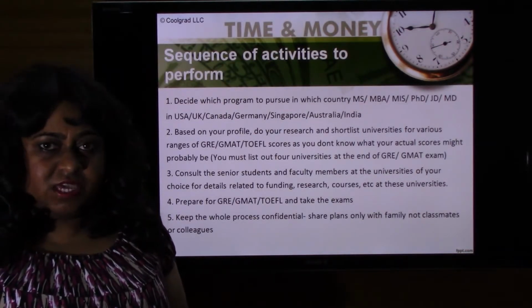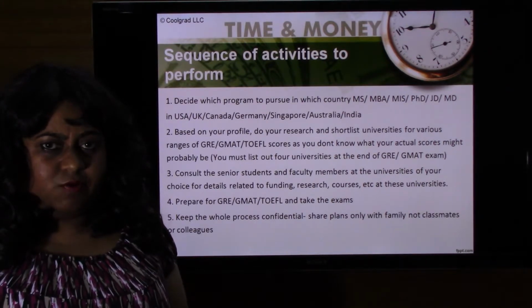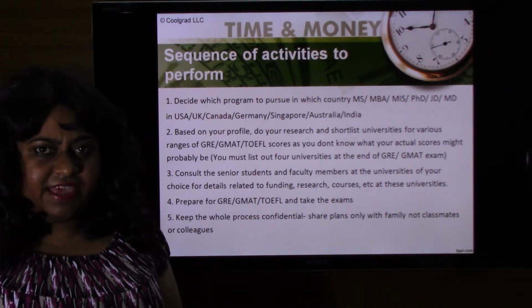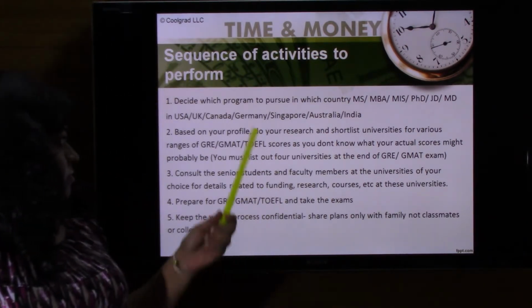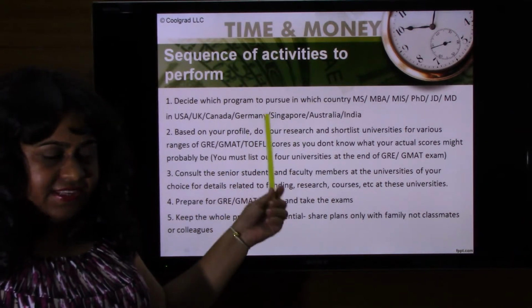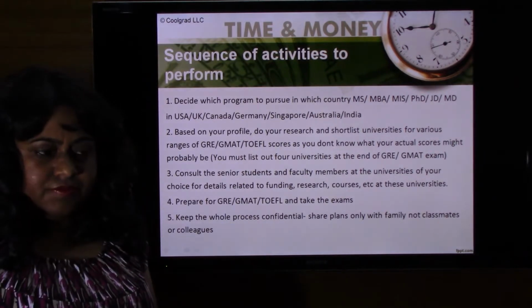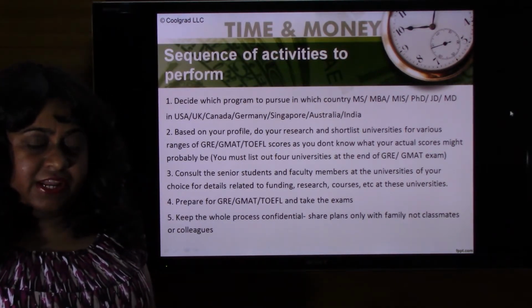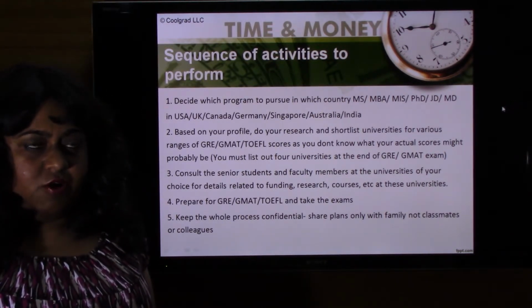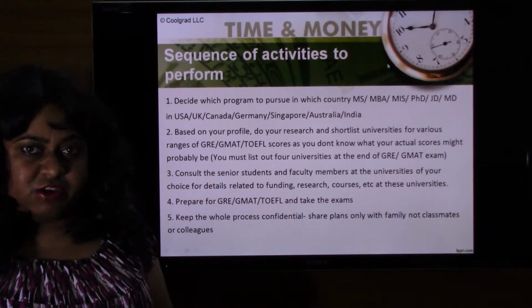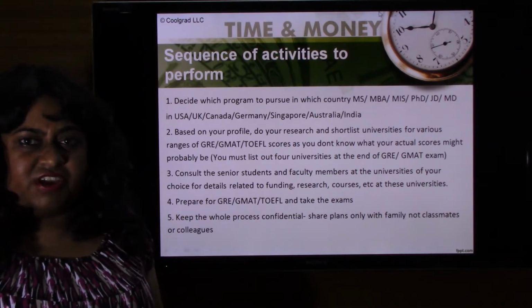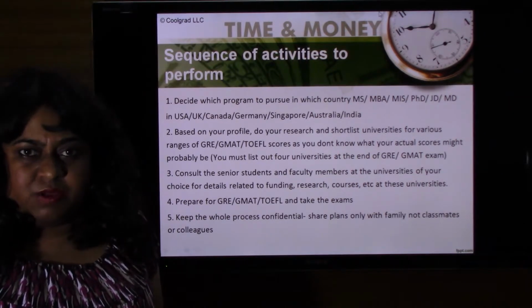So these are the sequence of activities that I've identified, one after the other. What you do first, next, and so on. So let's go over that. First, do your research and decide which program to pursue. Should I really do a master's in mechanical engineering or a master's in computer science, or should I do an MIS, should I do an MBA, should I directly do a PhD, or should I switch and study photography because that's really what I want to do?